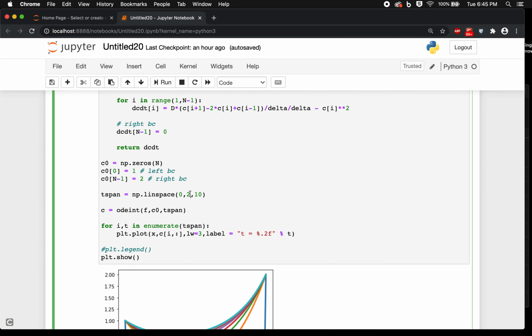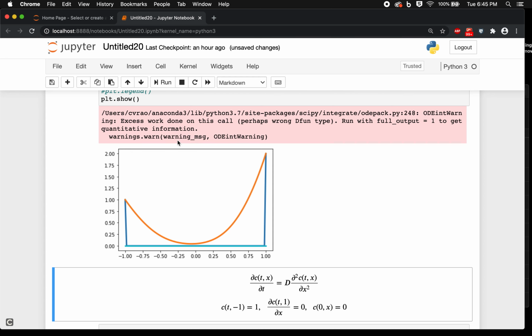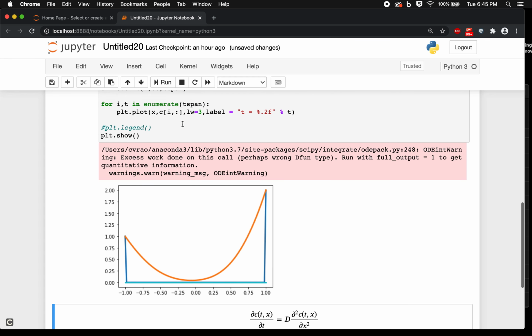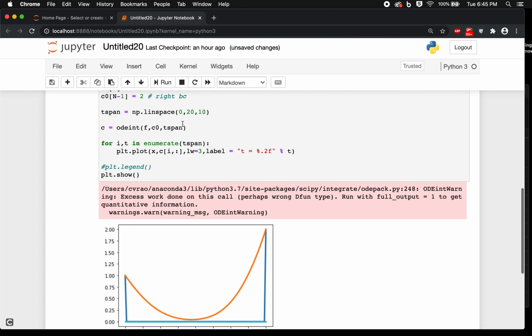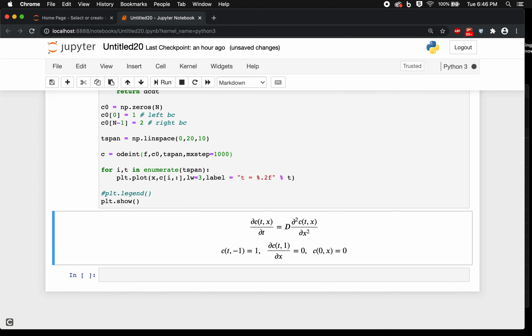Sometimes if you look at longer times, if I go to 20 and run this, you get this kind of complaint that says excess work done on call. Basically, it's having numerical problems, and all you have to do is tell it to do more work. There's a simple option, which is mxstep. I find just putting it as 1,000, basically telling it to iterate at least 1,000 times, will give you the solution.